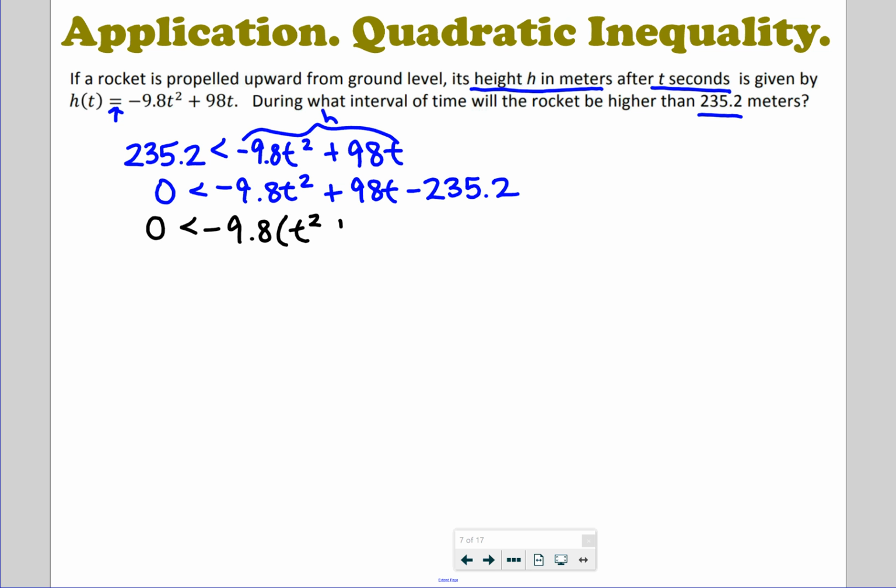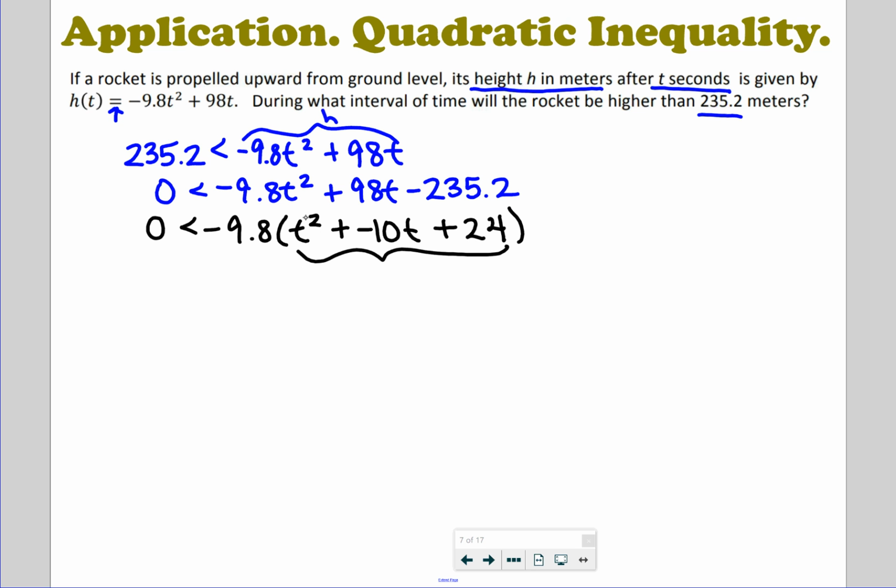That leaves me with t squared. If I do 98 divided by negative 9.8, I get negative 10. And if I do negative 235.2 divided by negative 9.8, I get positive 24. And this is pretty easy to solve now because I don't have a number in front of my t squared. Now, if you didn't see that because these numbers were a little nasty, you can always just go straight to the quadratic formula if you feel stuck on those.